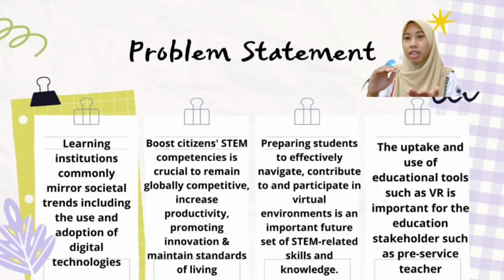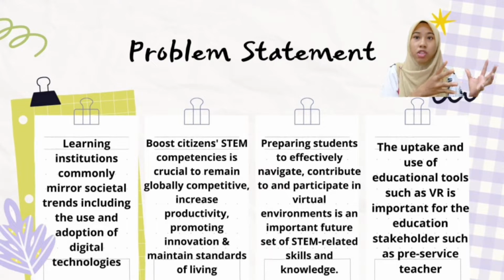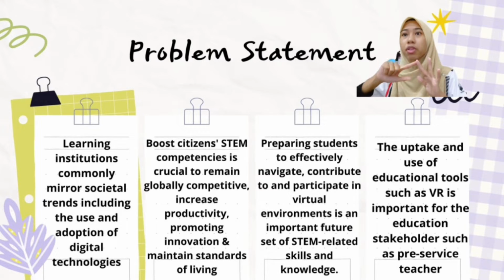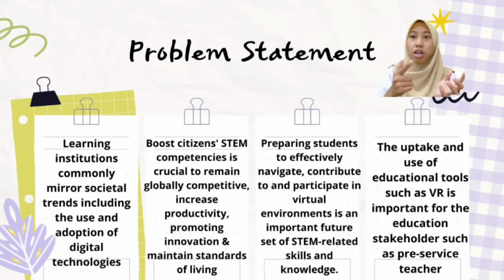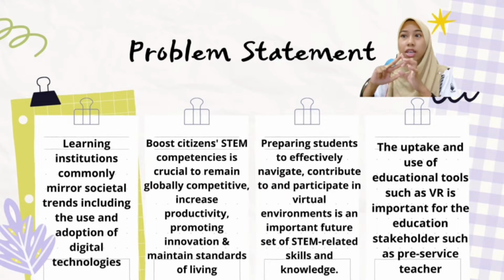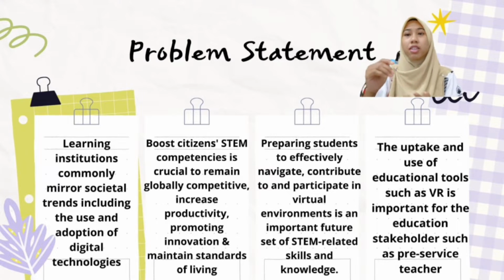And we can see the trend in the problem statement, it goes from general, which is the increasing digitalization of society, the fourth industrial revolution, the VR market estimation, the claim by Mark Zuckerberg, the CEO of Facebook, and the learning institution that is supposed to mirror the societal trends. The sixth is about boosting STEM. The seventh is about preparing students to use VR in order to nurture the STEM skills. And the eighth is about the use of educational tools such as VR by important stakeholders such as pre-service teachers, which goes from general to specific. So it is really good that the article goes from general to specific.